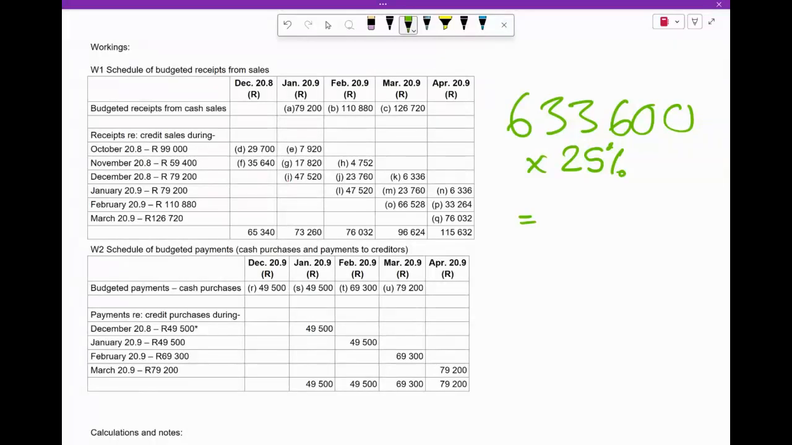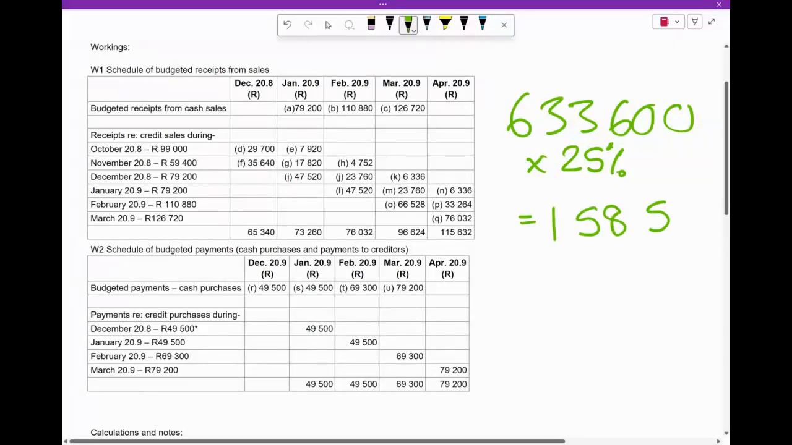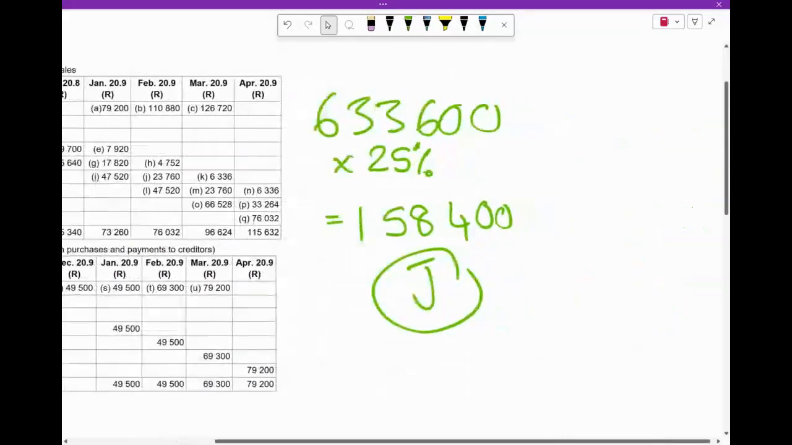Yes, the total sales is then how much? 1585,400. Okay, happy. So that's the total sales for January, isn't it? But some of that we know is cash and some is credit. So we then say, how much is cash and how much is credit?